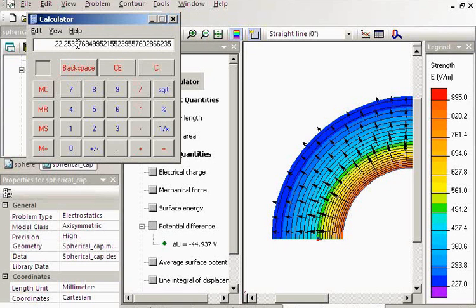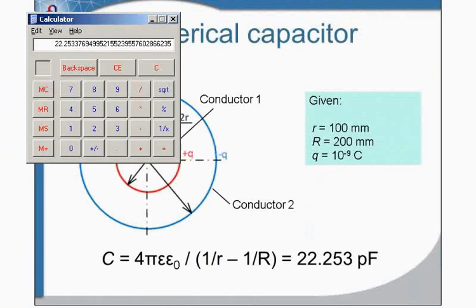Let's compare with the theoretical solution. 22.253. These are the same values. In this example, our model fully agrees with physical reality. We didn't restrict the calculation area, so we get an accurate result.